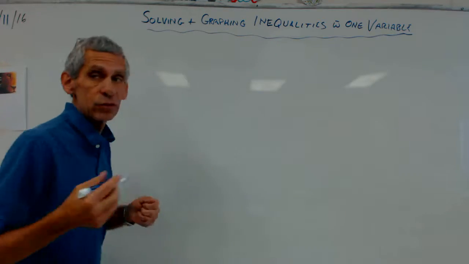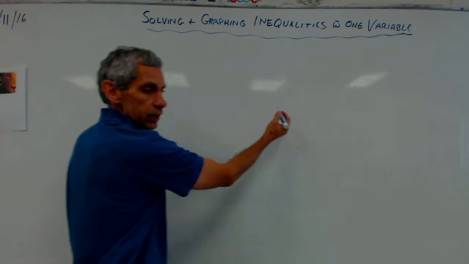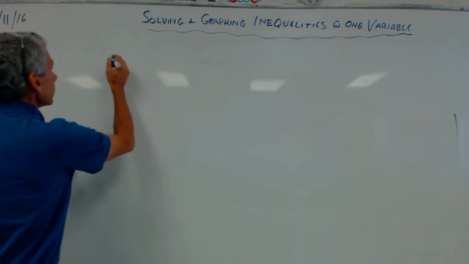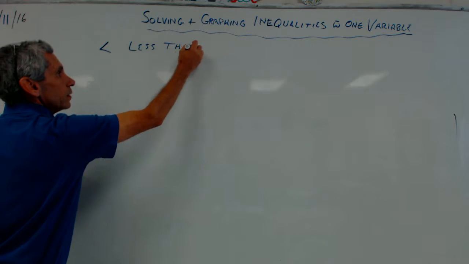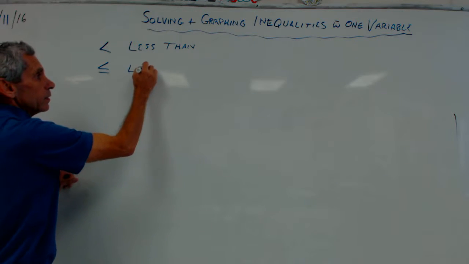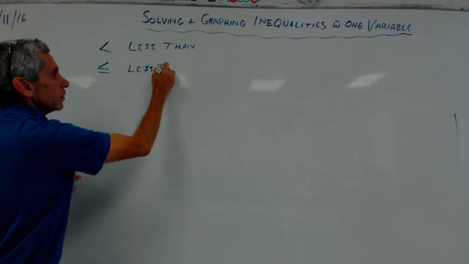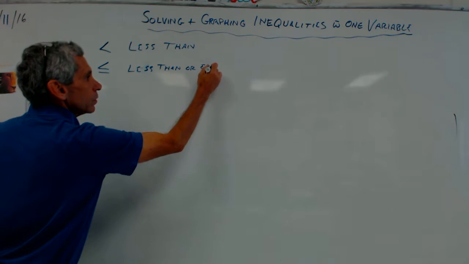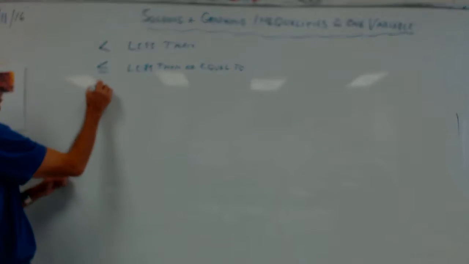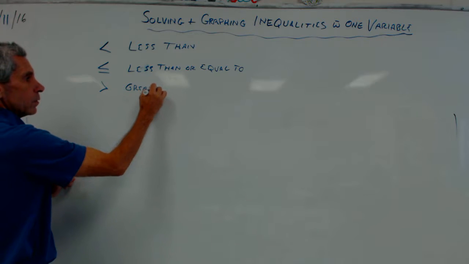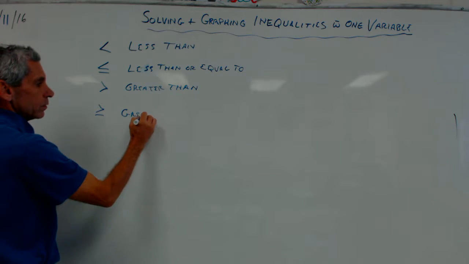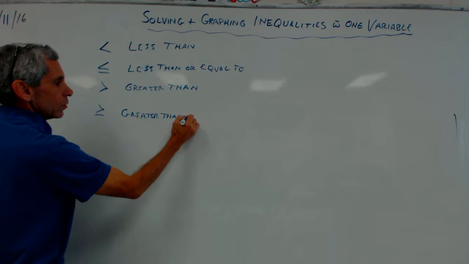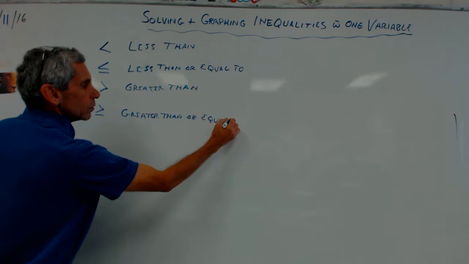I'm assuming everybody has experienced these, but just to be safe, I'll go over the symbols. So that is less than, right? You all know that? And then this is less than or equal to. And this is greater than. And this is greater than or equal to. Okay?